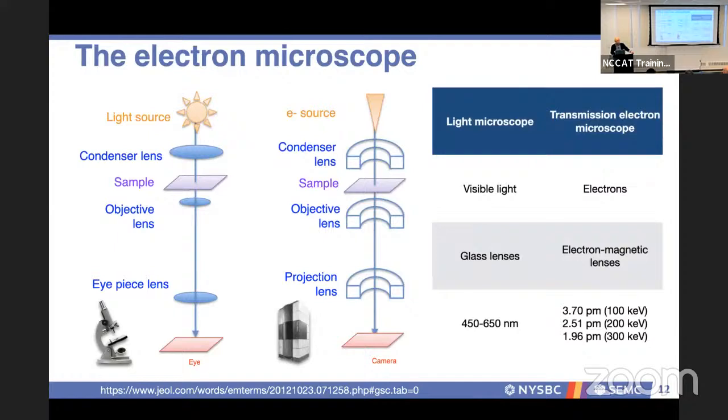So there can be some improvements for electron microscopes, but the electron microscopes we have for the past few decades seem to be a tool that's good enough to really keep us going through the near future.